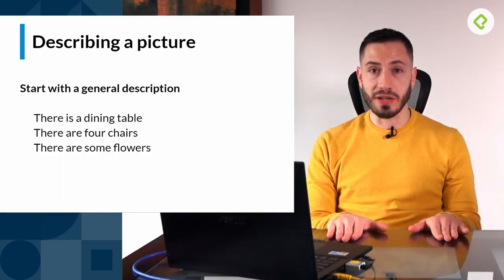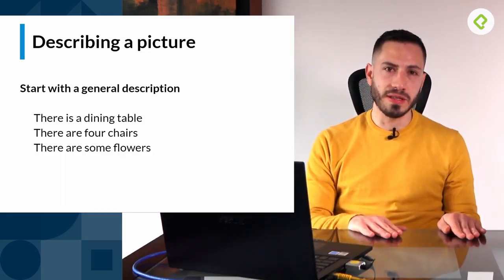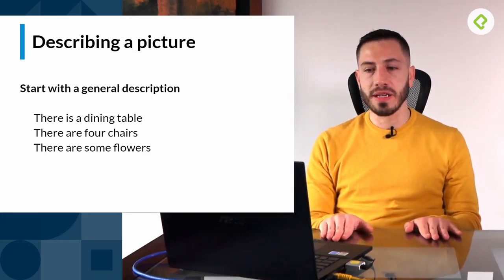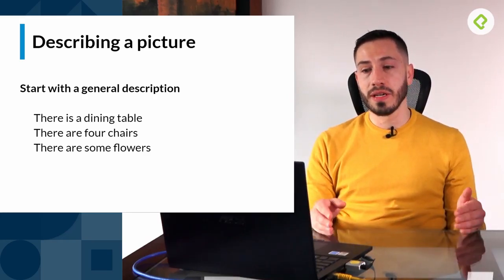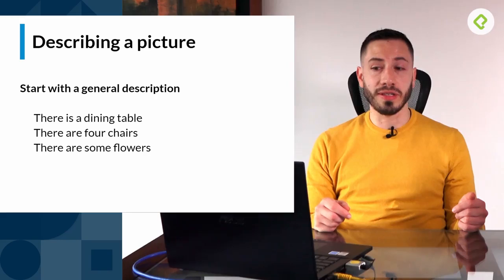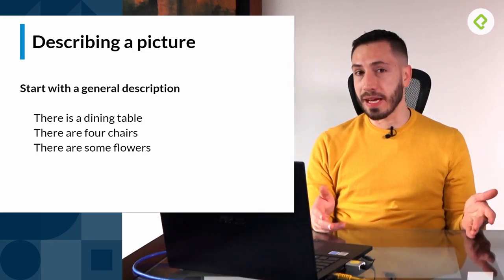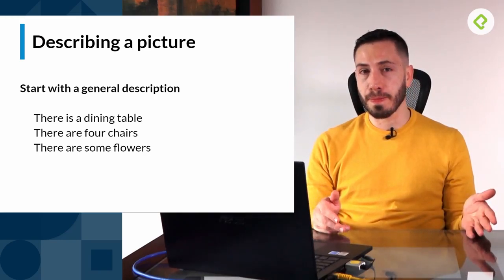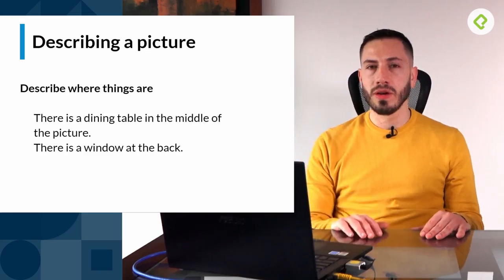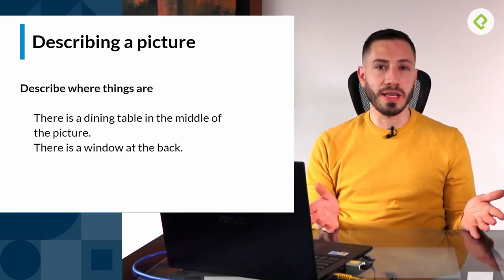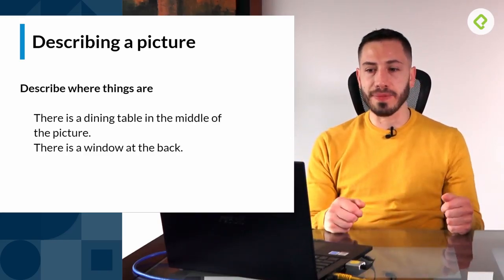We start with a general description. Remember, there is, there are. In this case, there is a dining table, there are 4 chairs around the table, and there are some flowers. Did you notice the flowers? Very good. Where things are in the picture would be our next step.